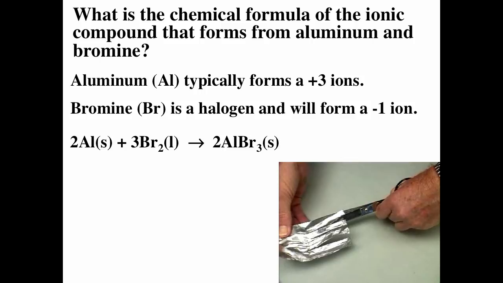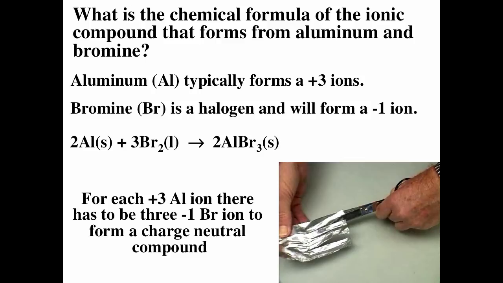Now again, I started with elements in their standard state, aluminum metal and bromine liquid. And so to cause everything to balance, I have to add a 2 in front of the aluminum, 3 in front of the bromine, and then 2 in front of the aluminum bromide. But for ionic compounds, they're formed of charged species, but the net charge has to be 0.